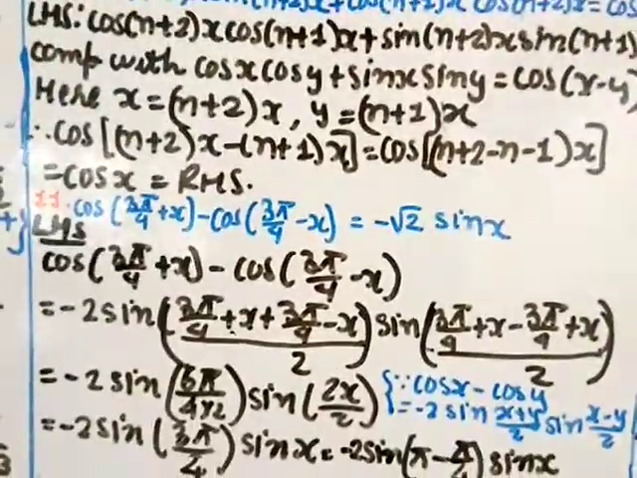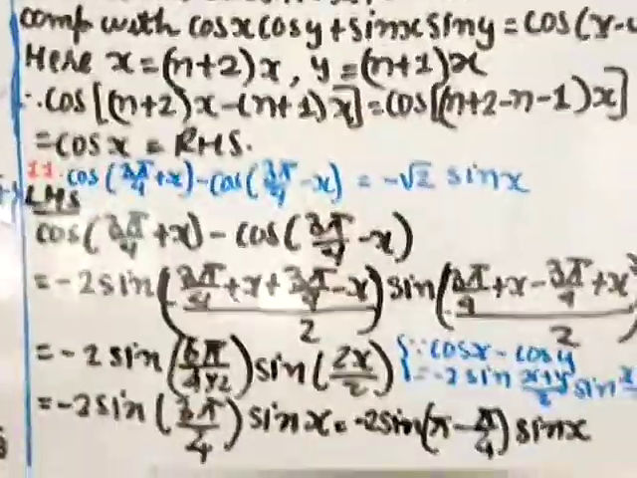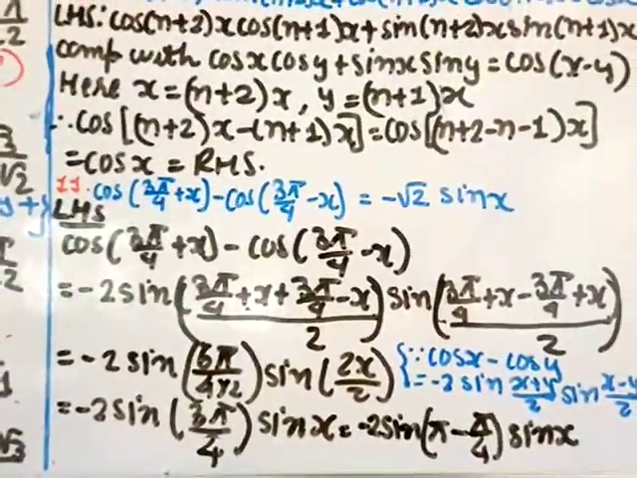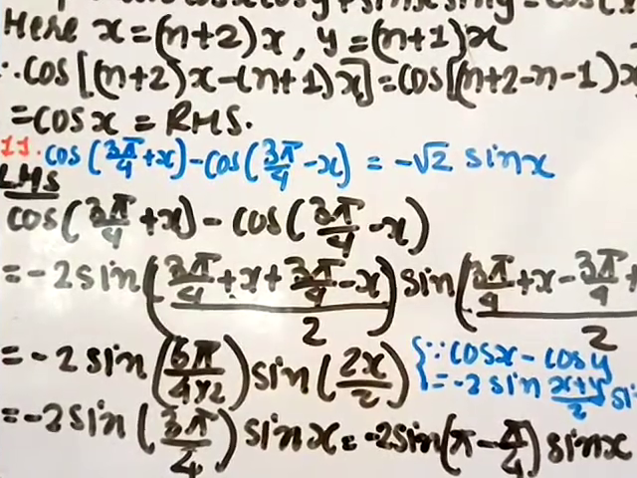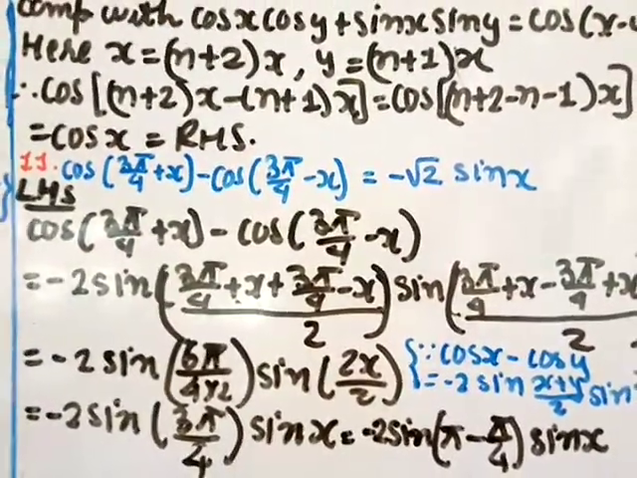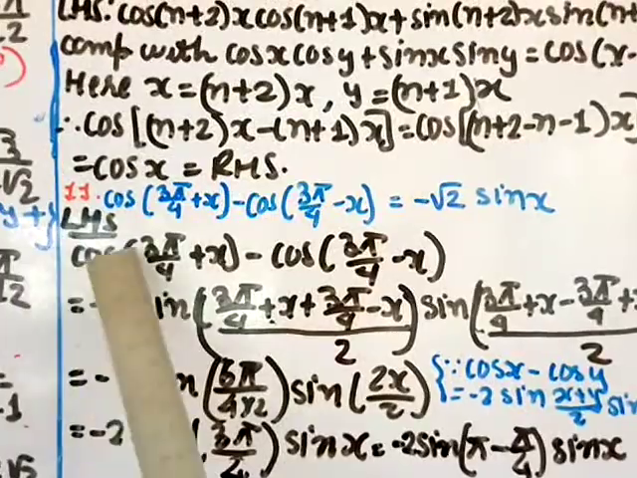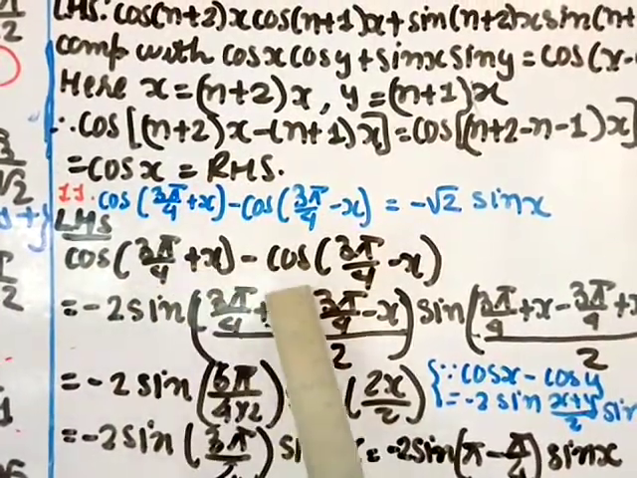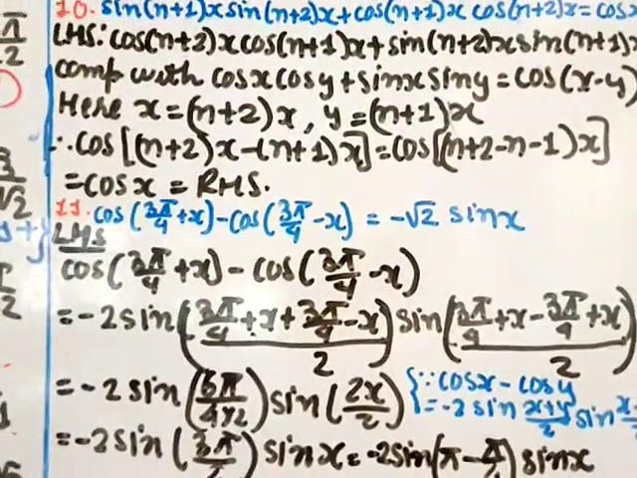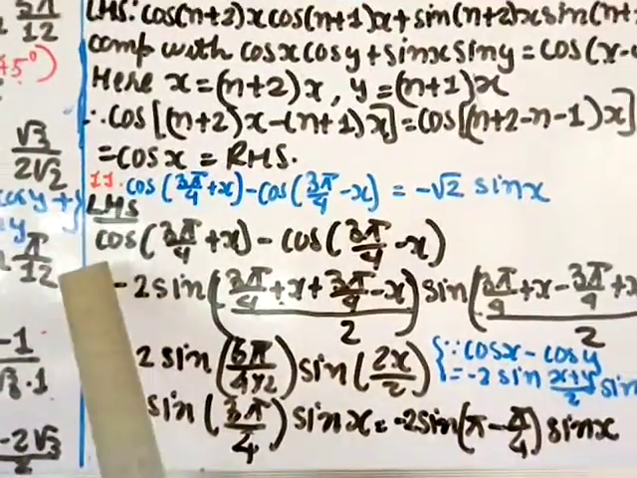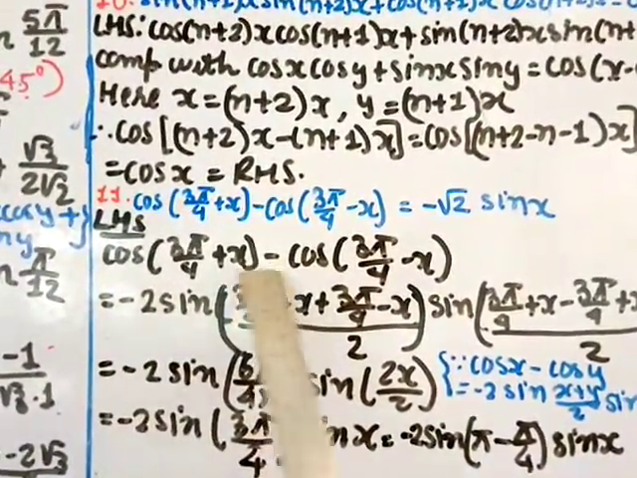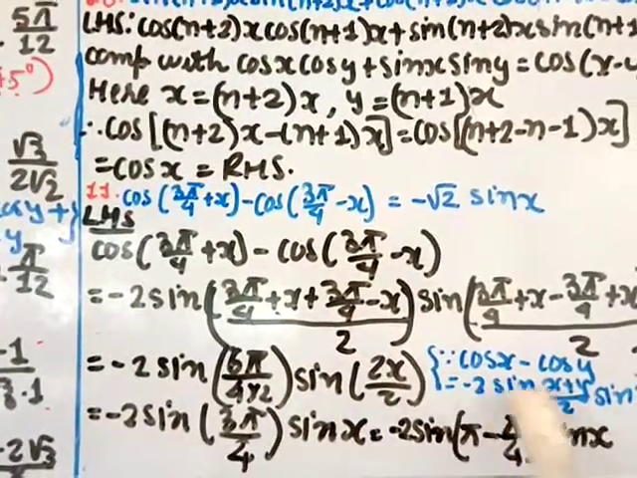Question number 11: cos(3π/4 + x) minus cos(3π/4 - x) equal to minus root 3 sin x. Left hand side: cos(3π/4 + x) minus cos(3π/4 - x). Okay, I will use the identity, that is this one, cos x minus cos y, because this is cos, this is your whole x, minus this is cos and y. So you can compare with this.